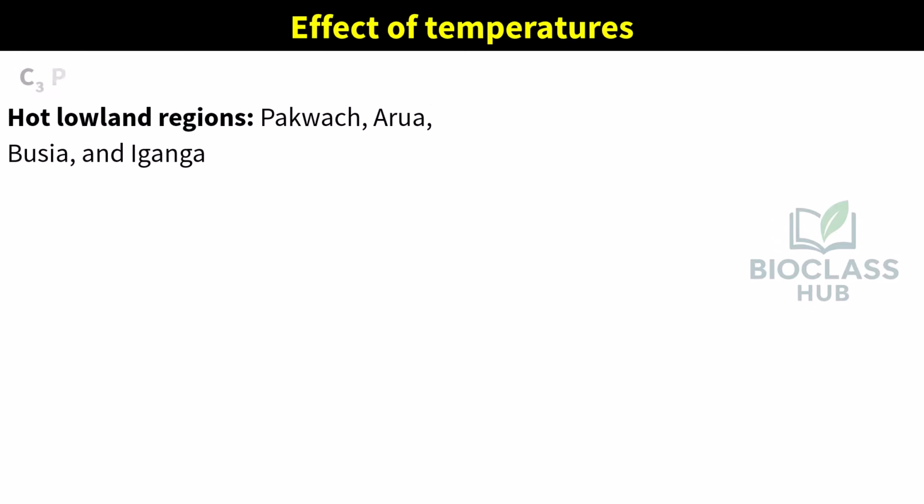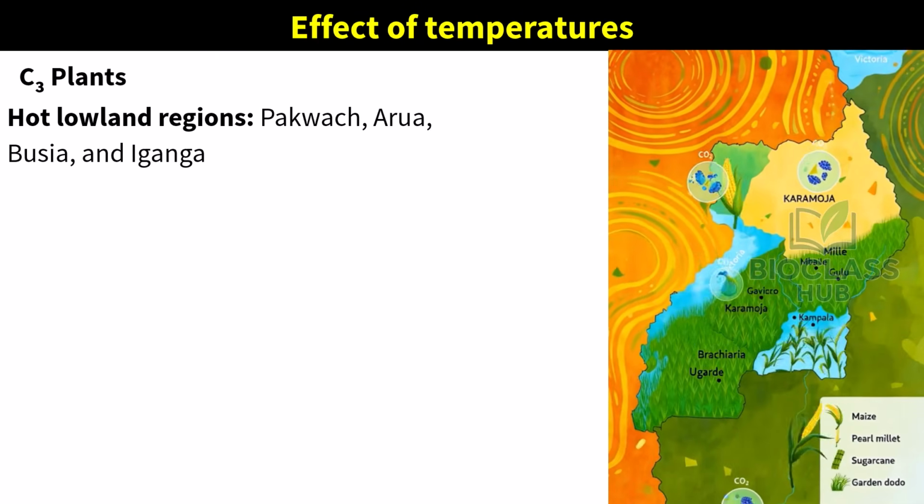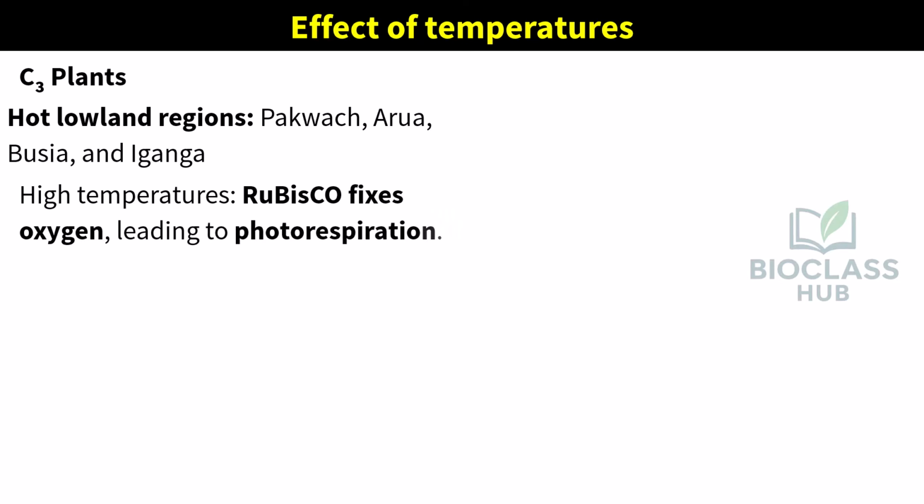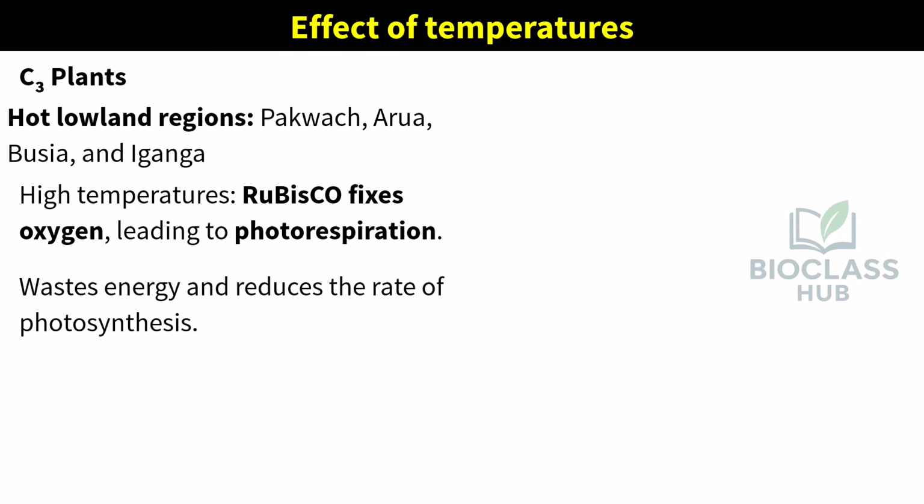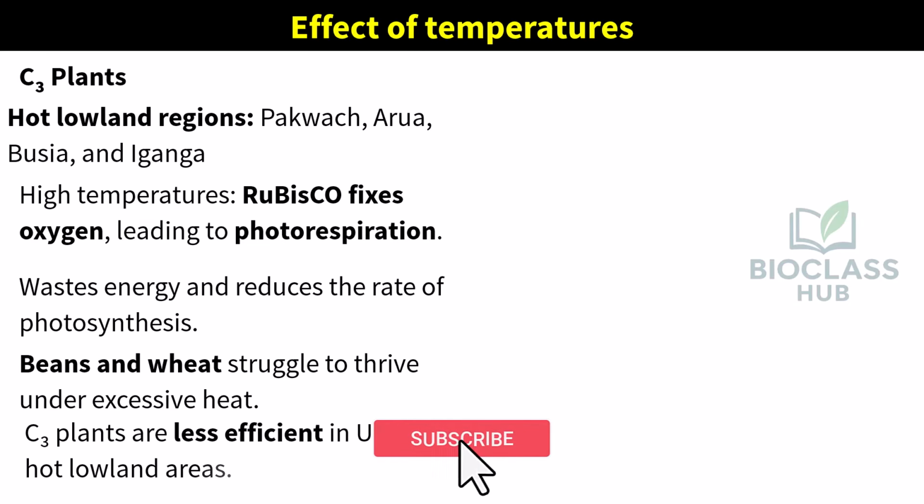C3 plants. In hot lowland regions such as Pakwach, Arua, Busia, and Iganga, high temperatures cause Rubisco to favor oxygen, leading to photorespiration. This wastes energy and reduces the rate of photosynthesis. Thus, crops like beans and wheat struggle to thrive under excessive heat. Result: C3 plants are less efficient in Uganda's hot lowland areas.